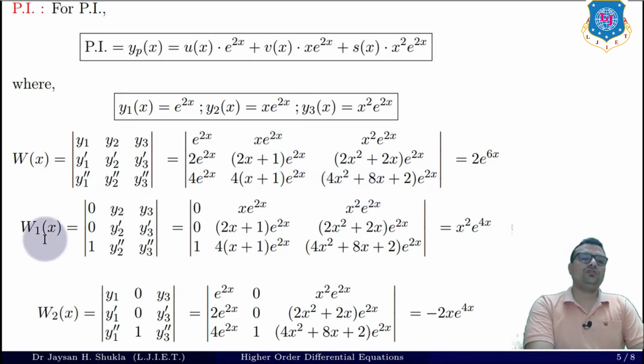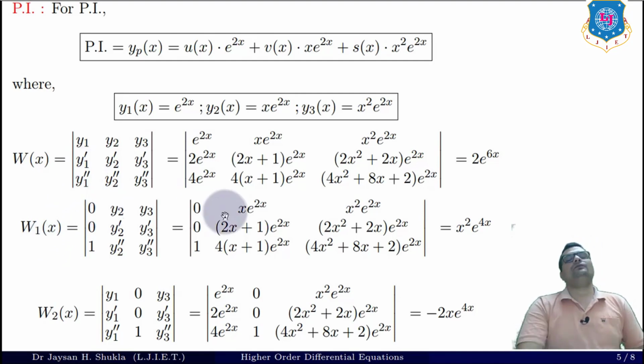Okay. Now finding W1. Now remember how we did this thing in case of function of two variables. We replaced the column of y1 with 0, 1. I am doing the same process over here. I am replacing the column of y1 by 0, 0, 1.